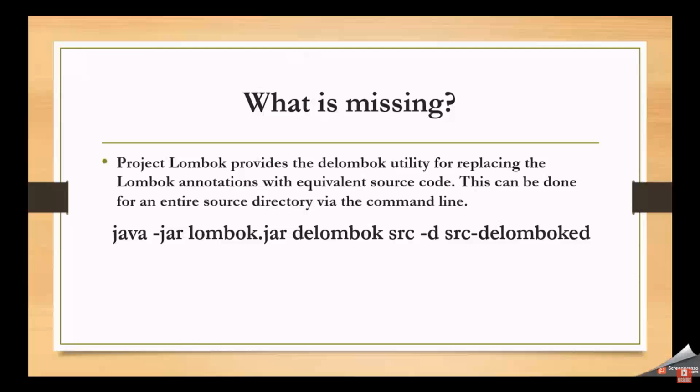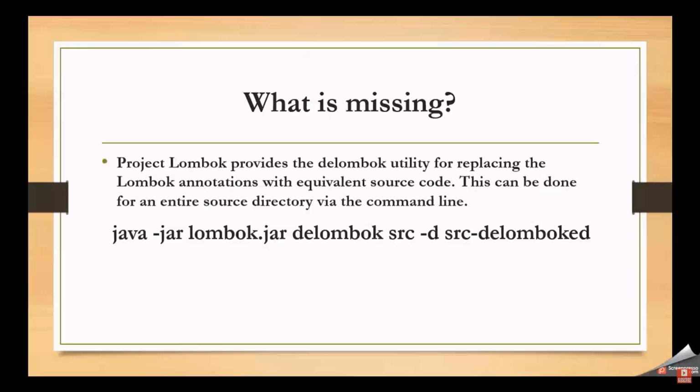That source code is generated at the time of compilation. That means in the .class files, the Lombok generated code will be available. If I want to see that source code in my entity class or model class, then Lombok provides a concept called delombok. Delombok is a utility for replacing the Lombok annotations with equivalent source code. This can be done for the entire source directory via the command line.